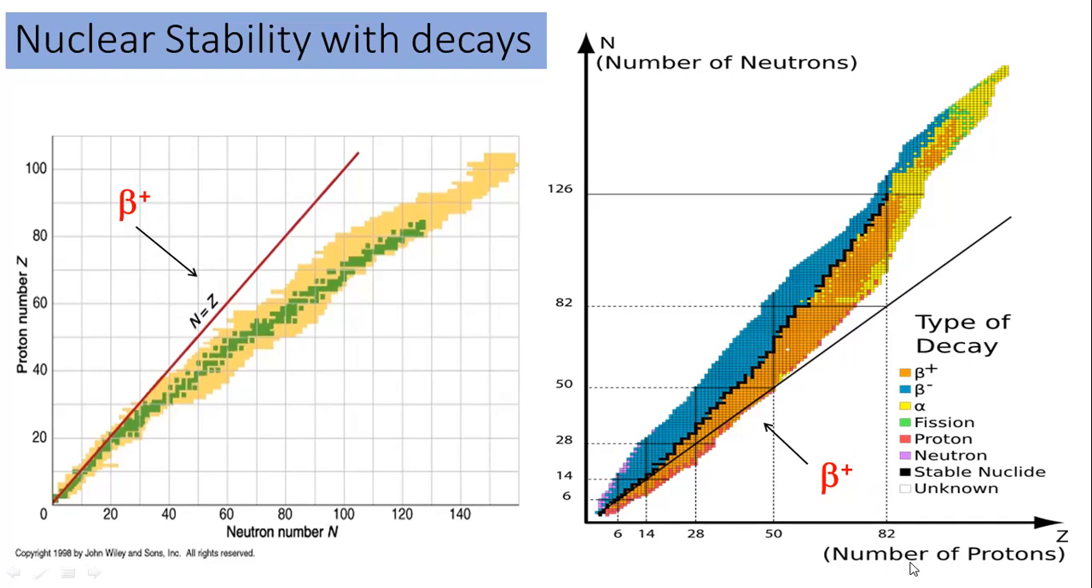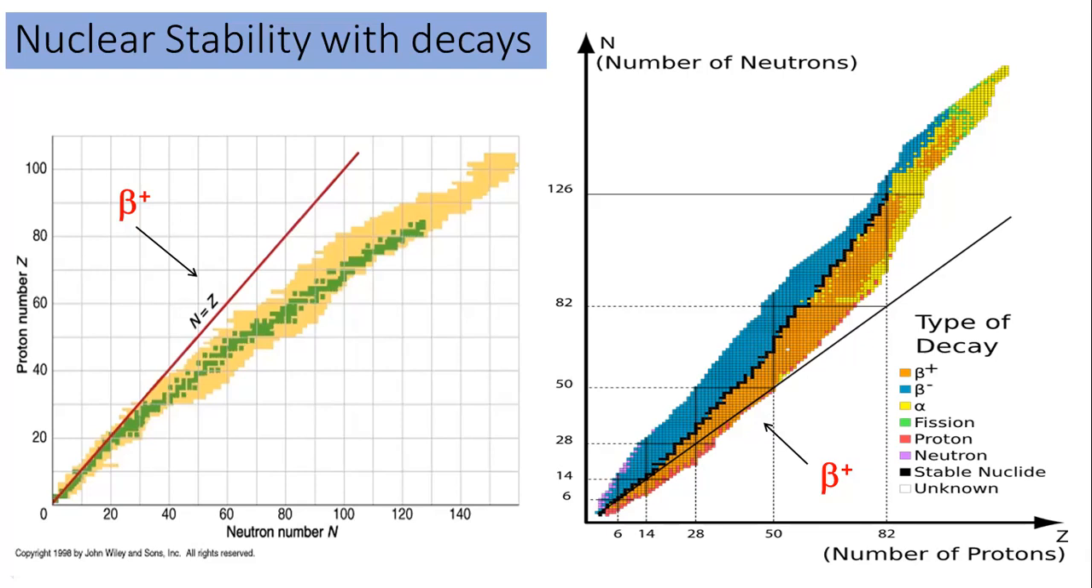and below the stability line means the graph is plotted with the protons on the x-axis and neutrons on the y-axis, then what is the possibility? It should emit the positron. Why should it emit the positron? Because in positron emission, protons are converted into neutrons. So with the emission of the positron, they will go towards the stability line. They will reach this point, and when they reach this point, they will be stable nuclides.